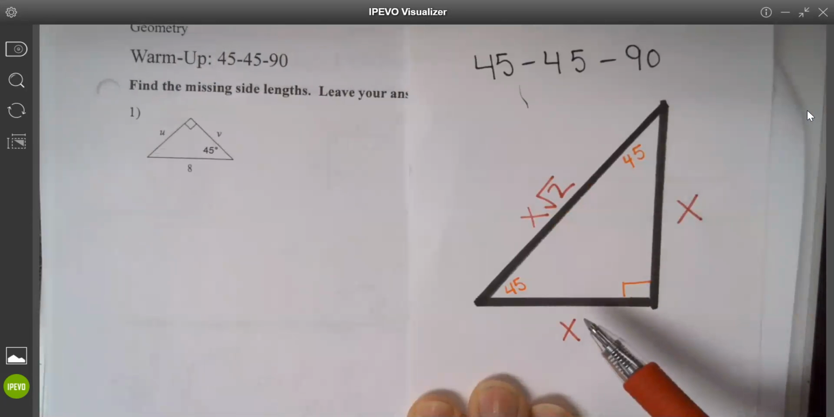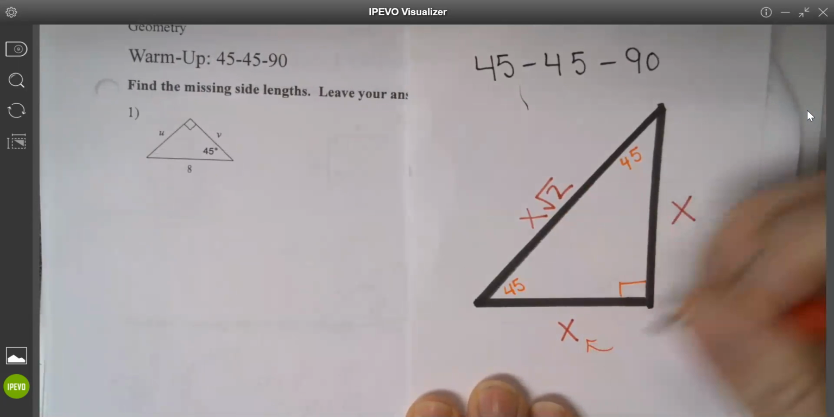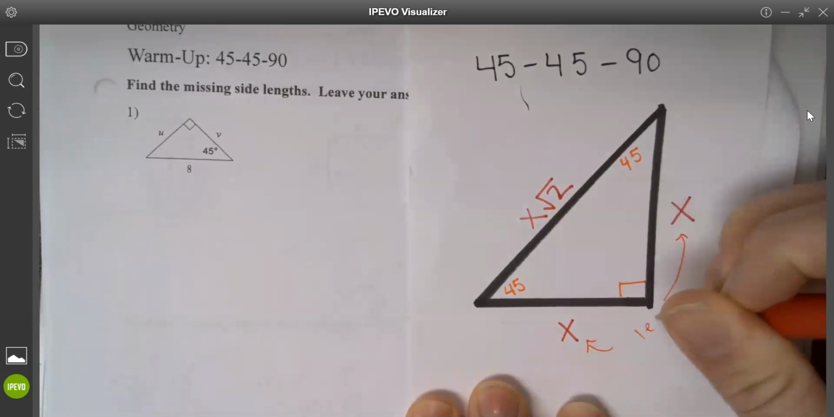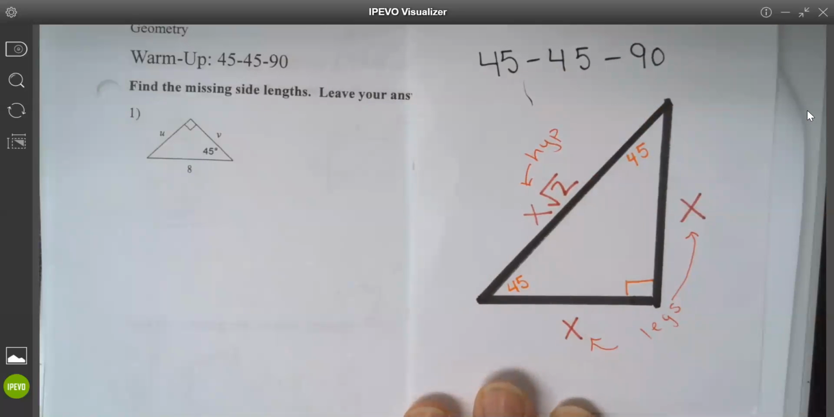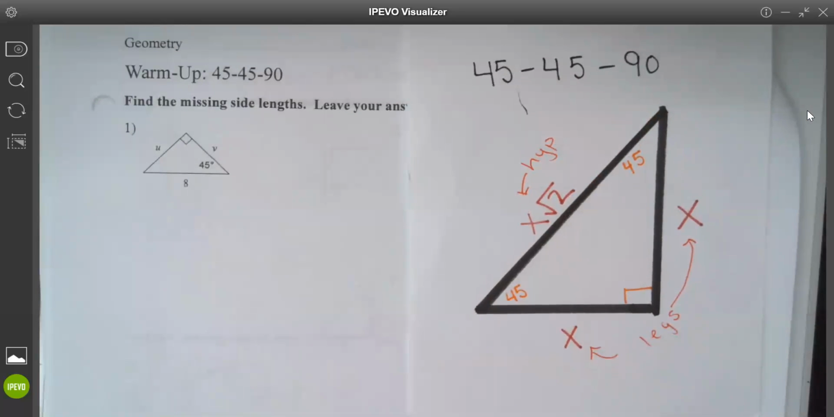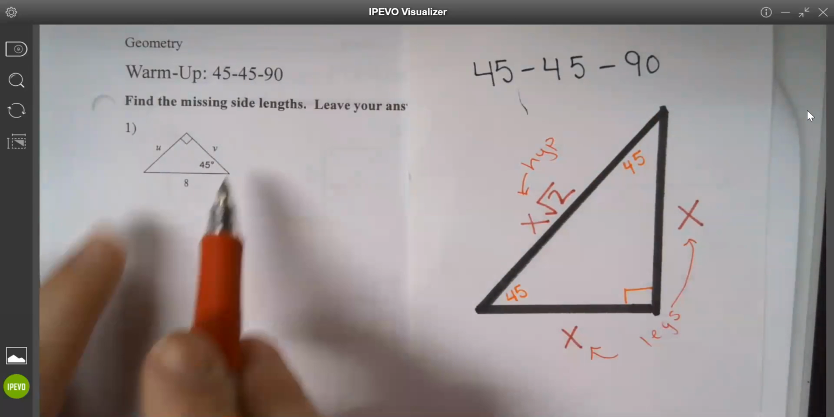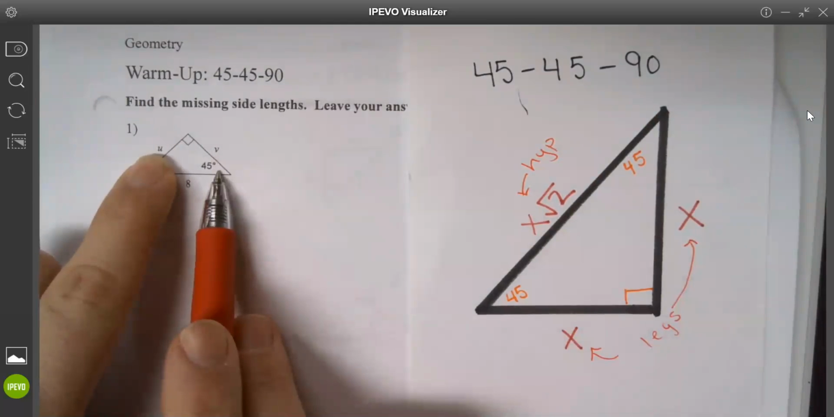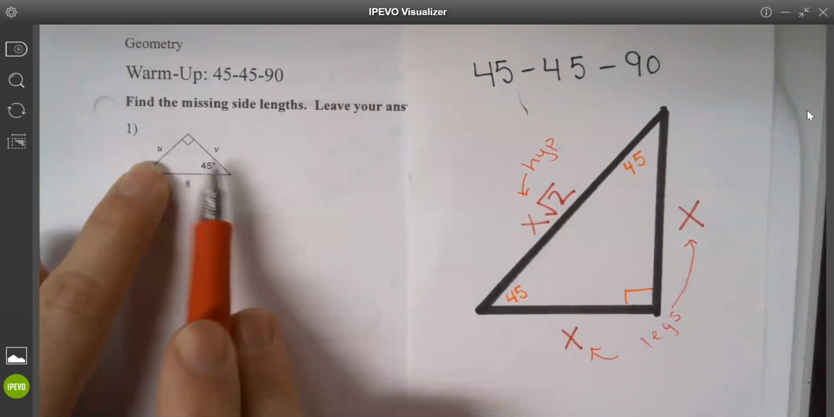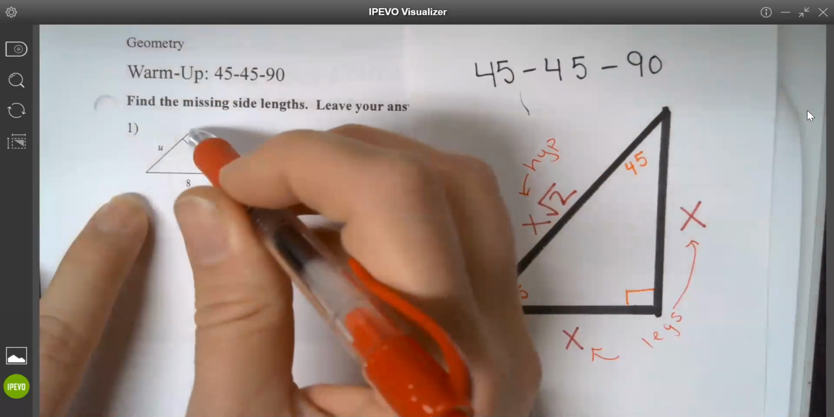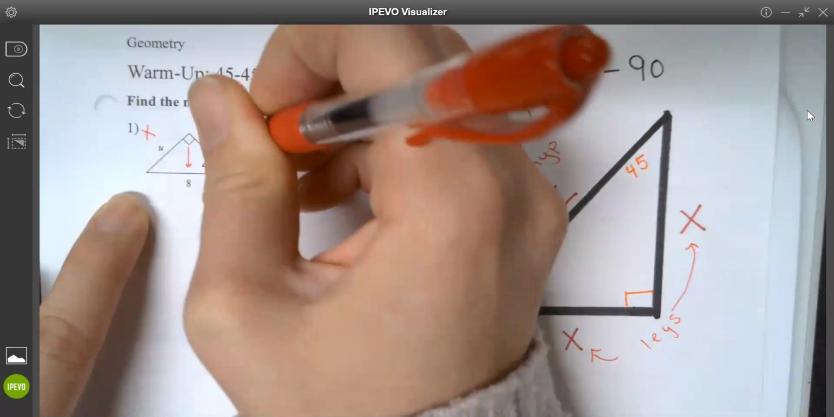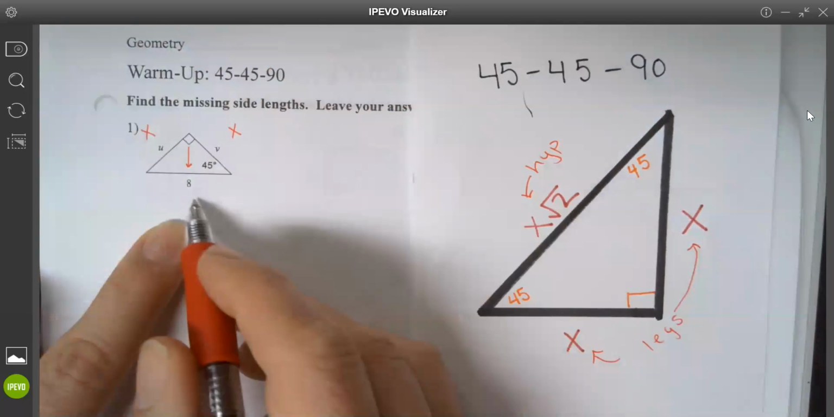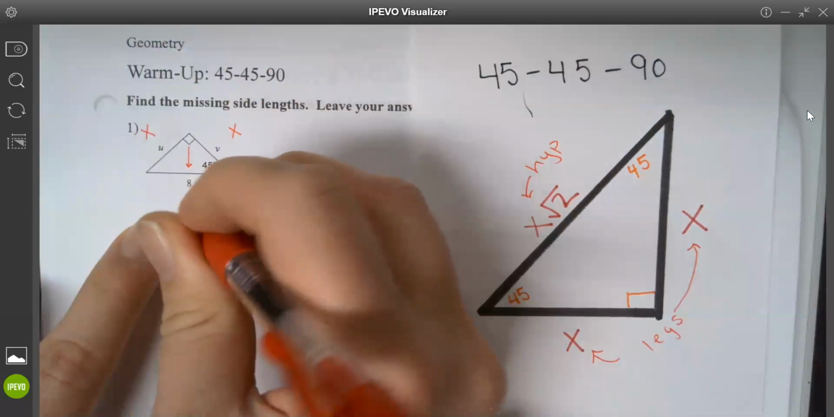For 45-45-90s, it's also important to note these are the legs, and this is my hypotenuse. It always has to be that way when I'm labeling. I just label this pattern around the outside of my triangle, ignoring the variables that are here. I know I have to solve for these two sides, but here are my legs, because my hypotenuse is across from my 90-degree angle. So my legs are X and X, and the side that I have is my hypotenuse.